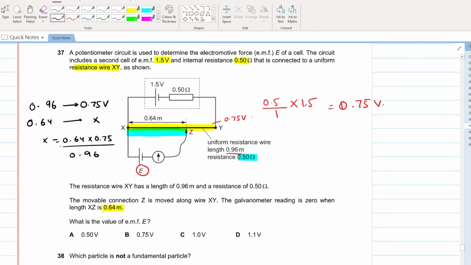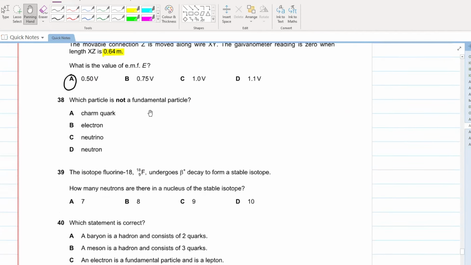What does your value of voltage come out to be? Easy peasy, 0.64 into 0.75 divided by 0.96. This gives you a value of 0.5 volts. 0.5 volts, A is your answer. बेटा ये बात समझ आई? Yes or no? A ठीक है, perfect. Let's further move ahead.